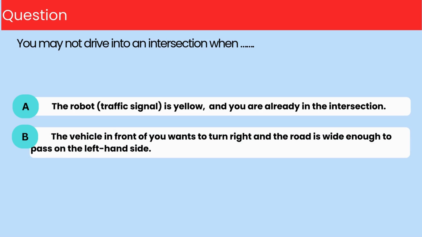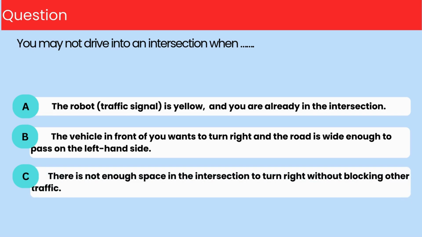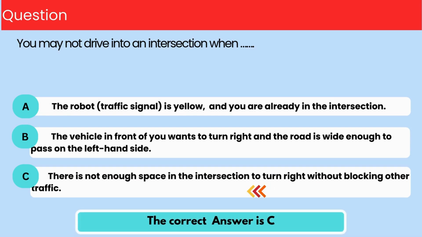The vehicle in front of you wants to turn right and the road is wide enough to pass on the left-hand side. C. There is not enough space in the intersection to turn right without blocking other traffic. The correct answer is C.